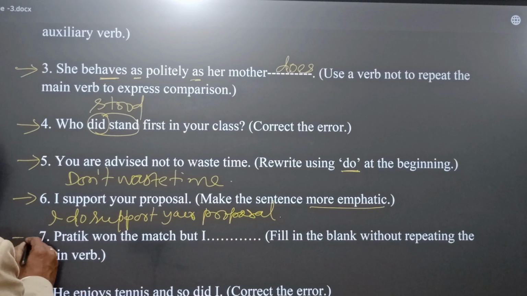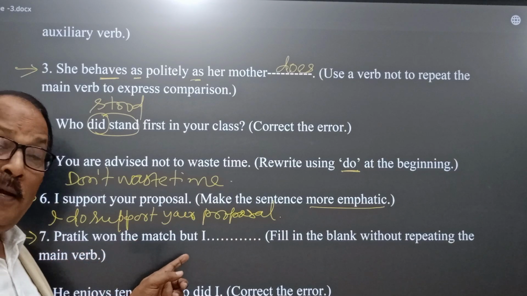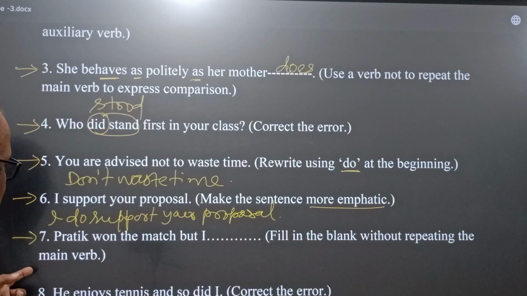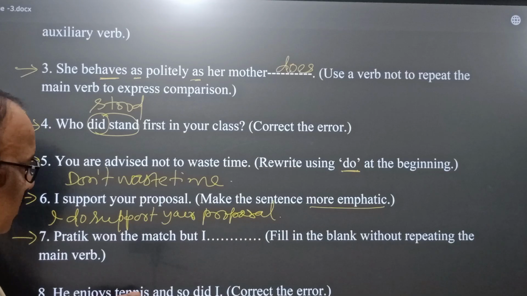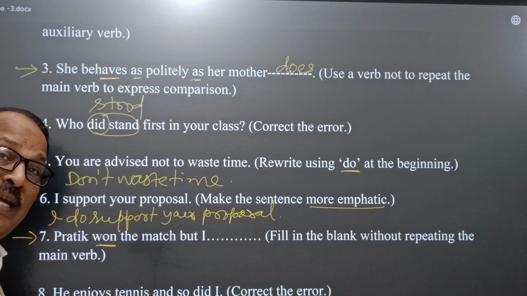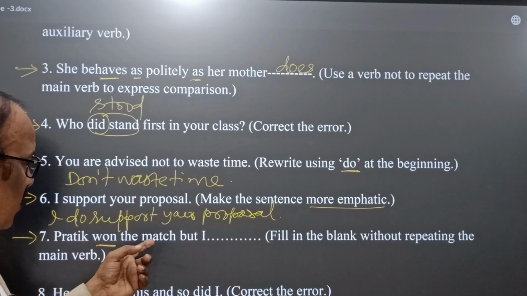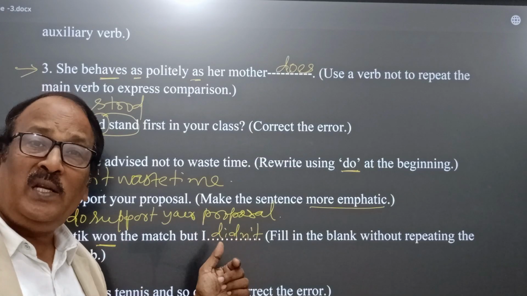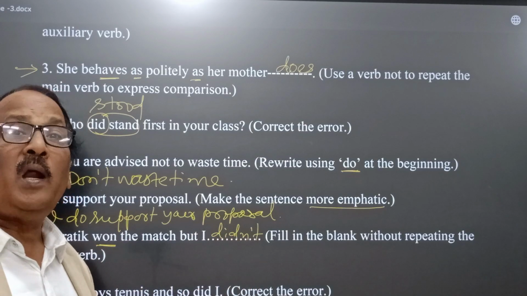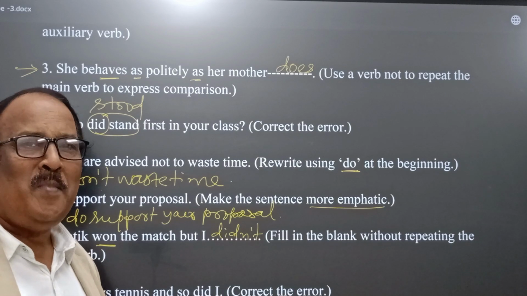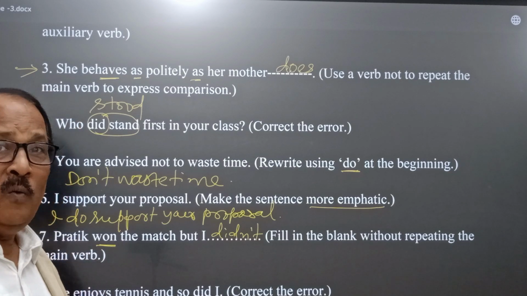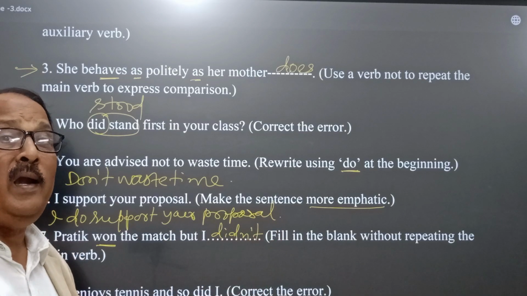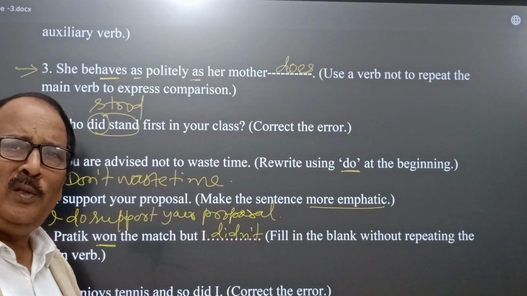Question number 7. Pratik won the match, but I blank. Fill in the blank without repeating the main part. Okay? Remember, won is in simple past, and therefore, once again, Pratik won the match, but I didn't. It means Pratik won the match, but I didn't win the match. Without using win the match, we can say in short, I didn't. It means I didn't win the match.